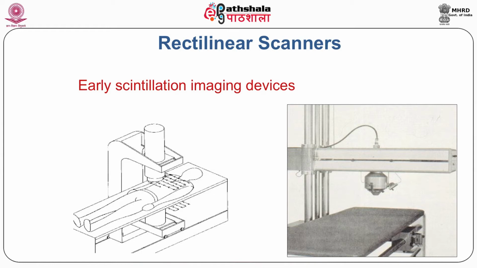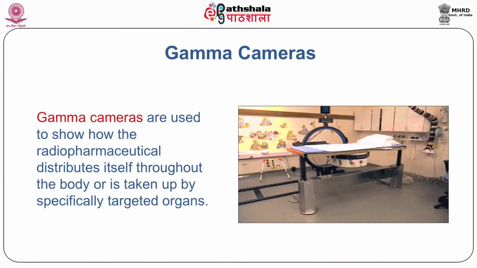So, it can find out that there is a certain disease or a certain location in the body which is not behaving properly, some kind of abnormality. In this way, in earlier days, these were the devices being used. Then advancement took place, and a device which has come across is the gamma camera.